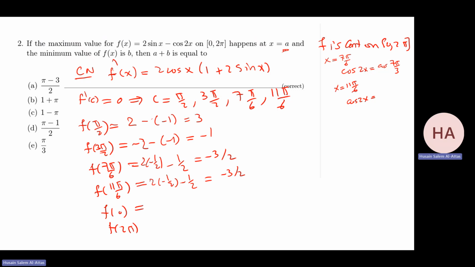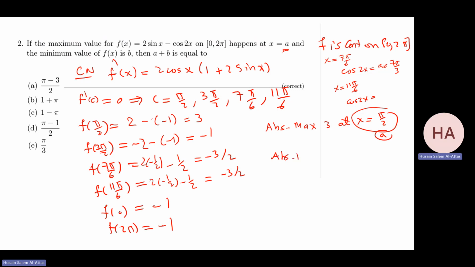F of 0 is easy. It will be minus 1. F of 2 pi, it will be what? Sine 2 pi is 0, and cosine 4 pi is 1. So it will be minus 1. So where I have an absolute maximum is 3 at x equal pi over 2. And this is my A.